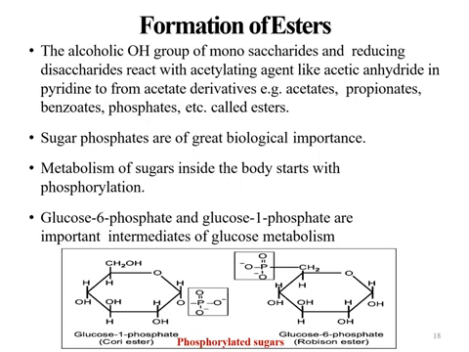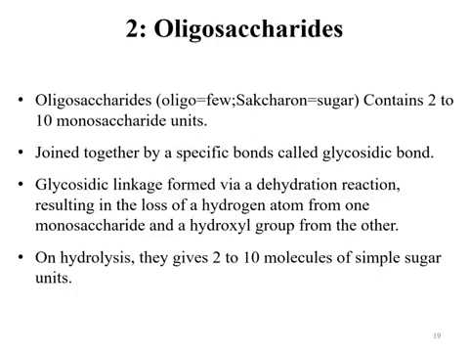As I already told you, glucose 6-phosphate is the phosphorylated form of glucose, which is the first step of glycolysis and ultimately of energy metabolism. Glucose 1-phosphate is another important intermediate of glucose metabolism. Here you can see the structure of glucose 1-phosphate, in which glucose is phosphorylated at the first carbon, while glucose 6-phosphate gets phosphorylated at the number 6 carbon.